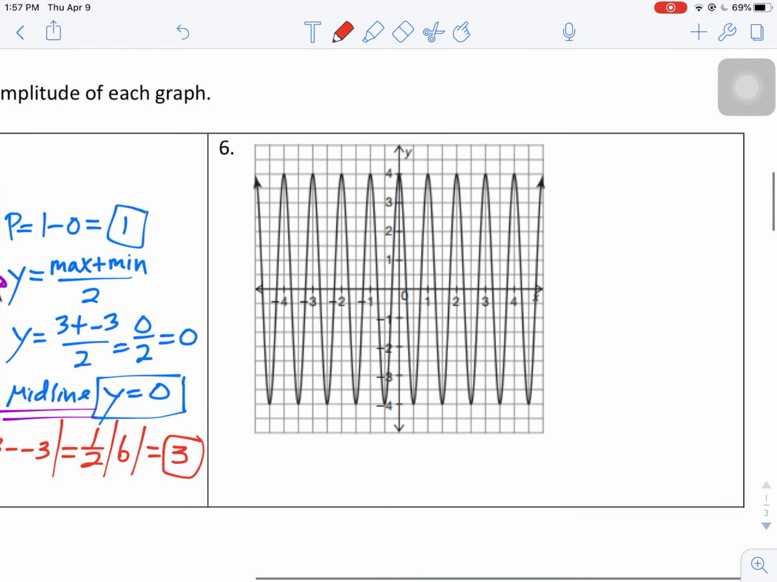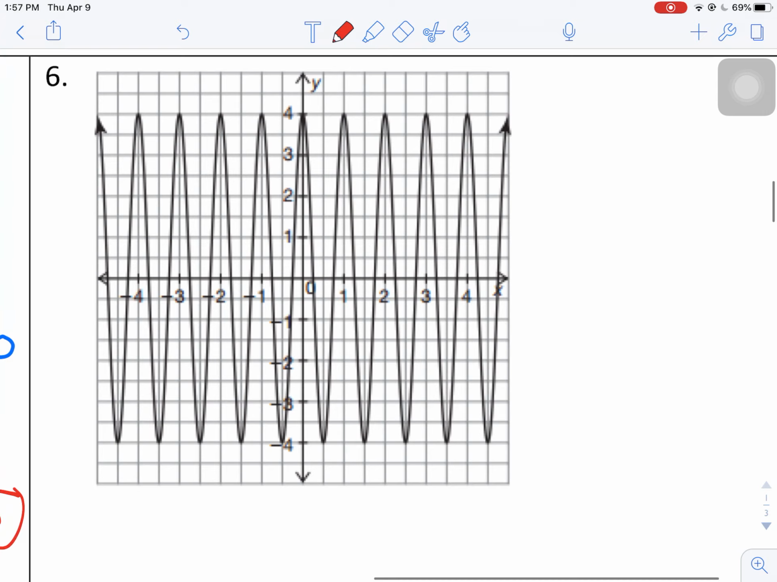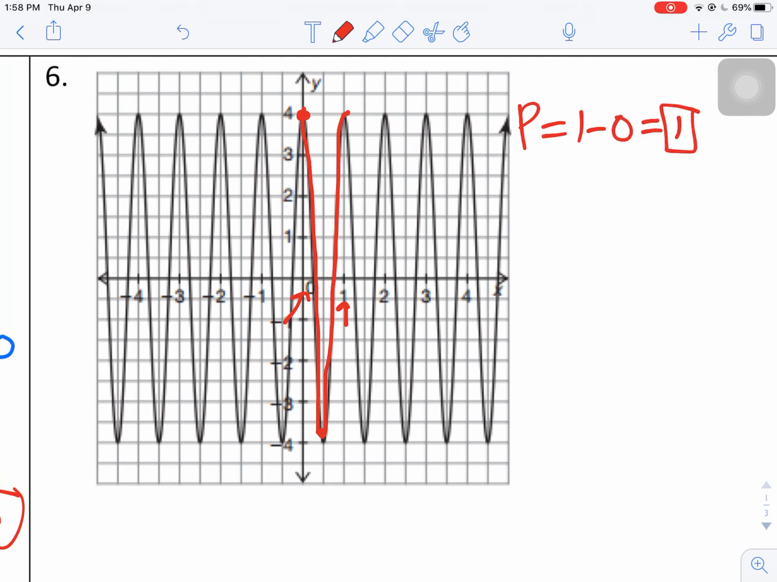Number 6, same direction. So we want the period, midline, and amplitude. So for the period, I'm just going to go peak to peak. So it looks like 1 is my x value, and then 0 is my x value. So 1 minus 0 is 1. So you get one full cycle before the graph starts repeating itself over the x value of just 0 to 1, so that's 1.